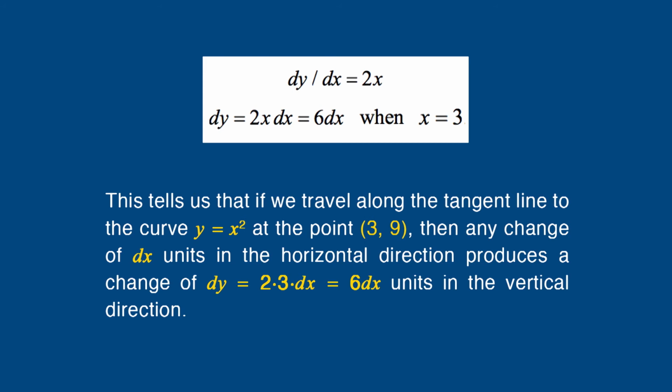Since dy/dx is equal to 2x, we have dy = 2x dx, which is equal to 6 dx when x is equal to 3. This tells us that if we travel along the tangent line to the curve y = x² at the point (3, 9), then any change of dx units in the horizontal direction produces a change of dy = 2 times 3 times dx, which is equal to 6 dx units in the vertical direction.